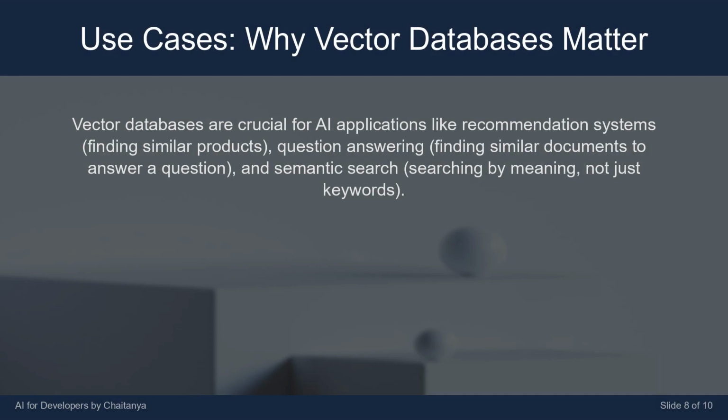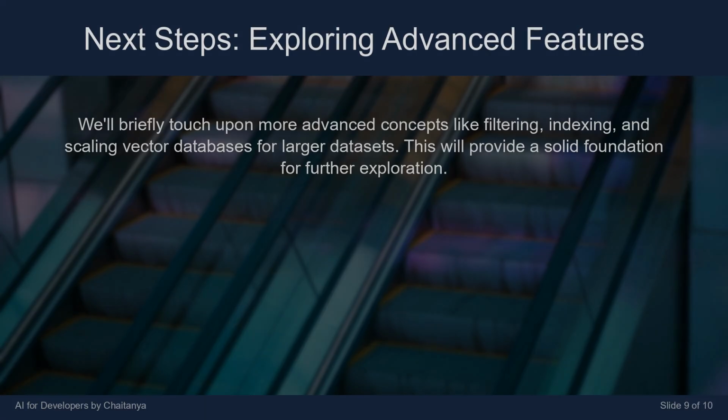Vector databases are crucial for AI applications like recommendation systems, finding similar products, question answering, finding similar documents to answer a question, and semantic search, searching by meaning, not just keywords. We'll briefly touch upon more advanced concepts like filtering, indexing, and scaling vector databases for larger datasets. This will provide a solid foundation for further exploration.